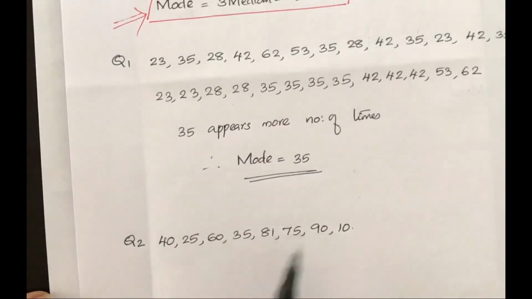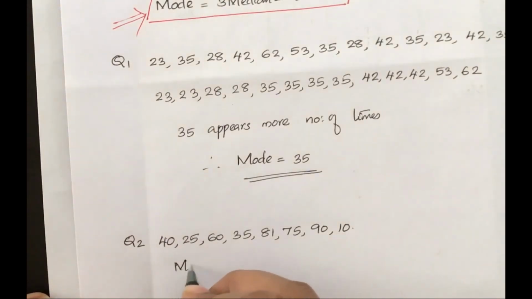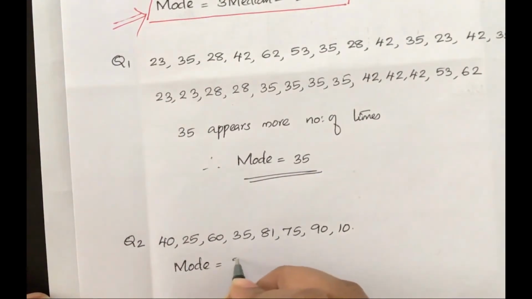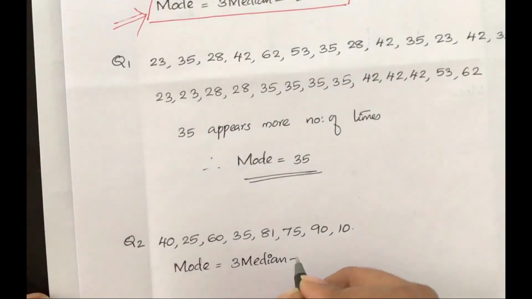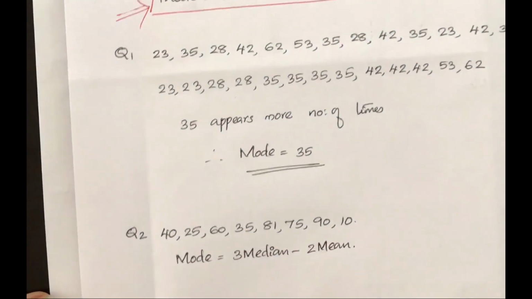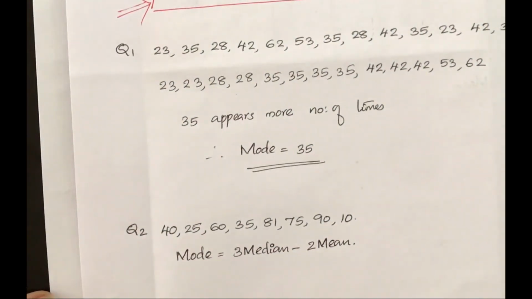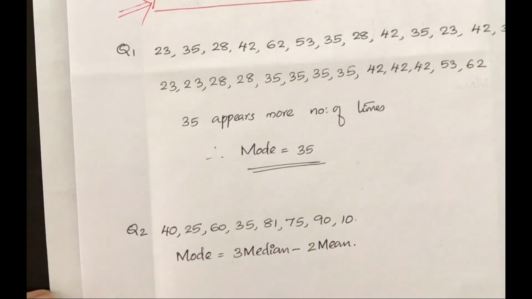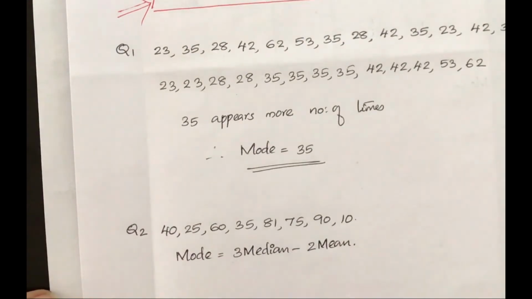If such repetition is not there, look at this question. Every data is repeating only one time. No such repetition has occurred here. So we are going to find mode using the formula: mode is equal to 3 median minus 2 mean, 3 into median minus 2 into mean. So I am going to find out the mean and median of this data set.